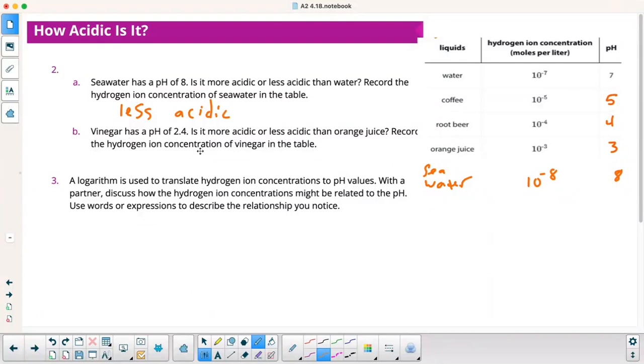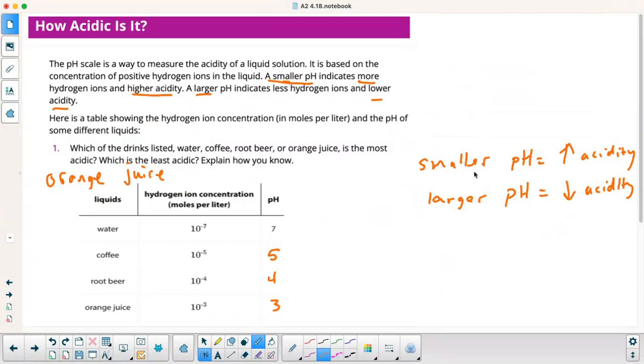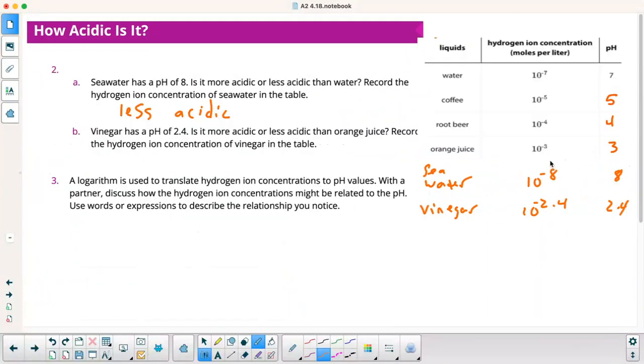All right, vinegar has a pH of 2.4. So if the pH is 2.4, it's going to be 10 to the negative 2.4. So this pH is lower. Lower pH, smaller pH is higher acidity. Is it more acidic than orange juice? Yes, because 2.4 is less than 3. Okay.